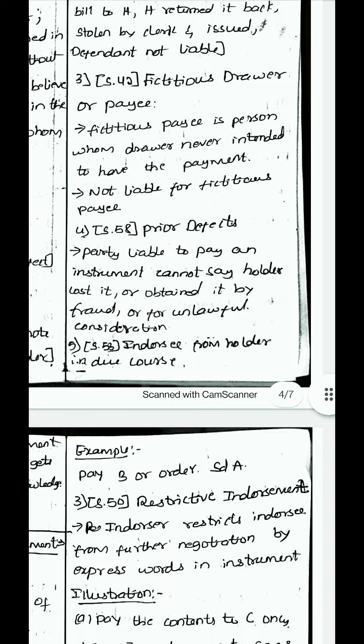The next is the prior defects, section 58. The party liable to pay an instrument cannot say the holder lost it or obtained it by fraud or for unlawful consideration. So the person who is paying the holder in due course cannot say that there is a defect in the title from whom you have obtained, or you have obtained it by fraud or something. If there is an instrument, then he will have to pay.